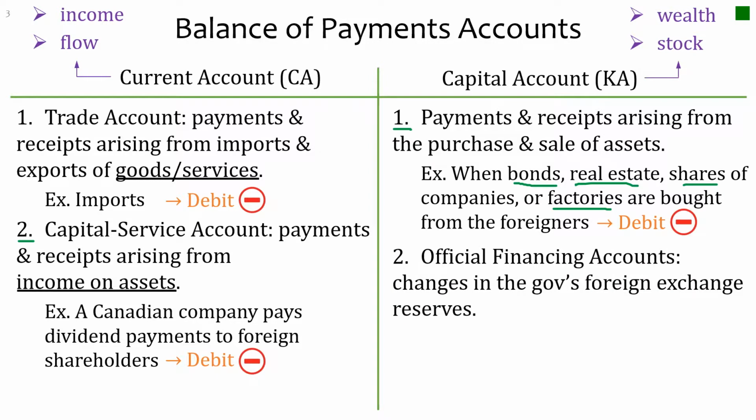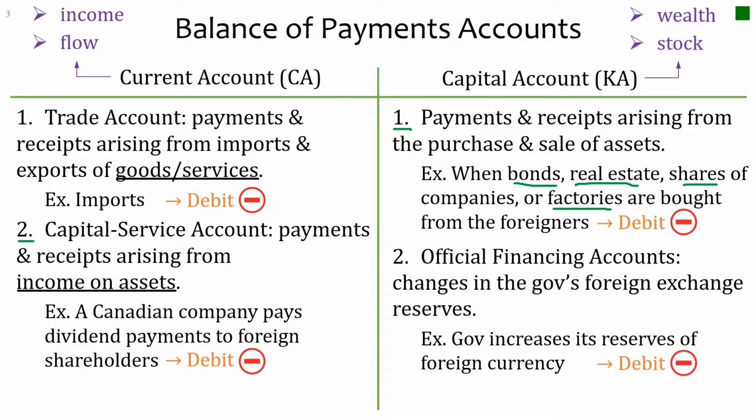Another type of capital account is official financing accounts, which is changes in the government's foreign exchange reserves. Okay, so the government basically has a reserve of foreign currency, and sometimes it may decide to increase or decrease that. So if the government increases its reserves of foreign currency, what's going to happen? Well, if they're purchasing something from foreigners, it's a purchase, it's a payment, so that's going to be a debit. All right? So the two main items in the capital account are assets and reserves.